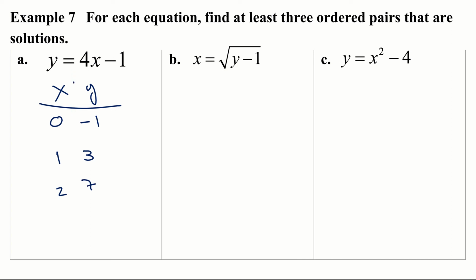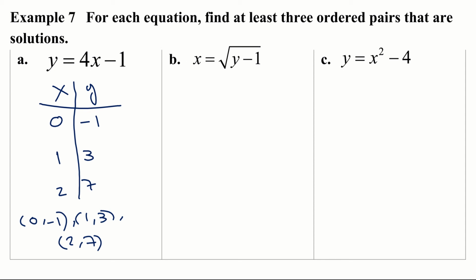So since they wanted us to give our answers in the form of an ordered pair, we're going to say (0, -1), (1, 3), and (2, 7). Ordered pairs, by their very name, indicate that order matters, right? So the agreement is we're always going to write x first and then y, okay?